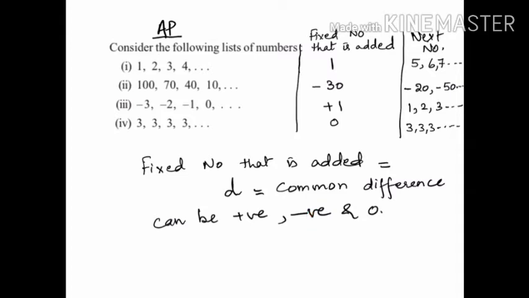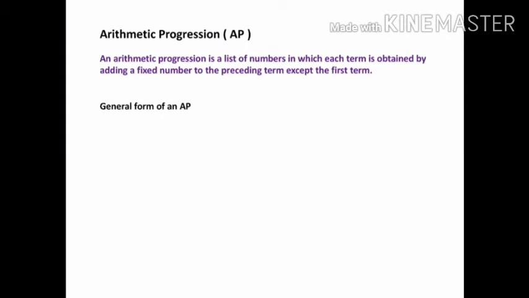So now that we have understood what an arithmetic progression is, let's write down a definition. Arithmetic progression is a list of numbers in which each term is obtained by adding a fixed number to the preceding term, except the first term.